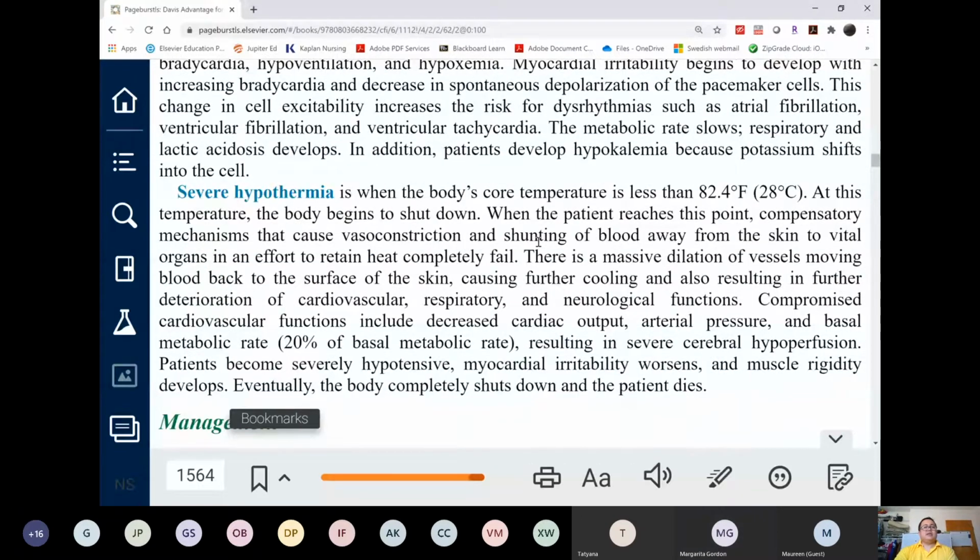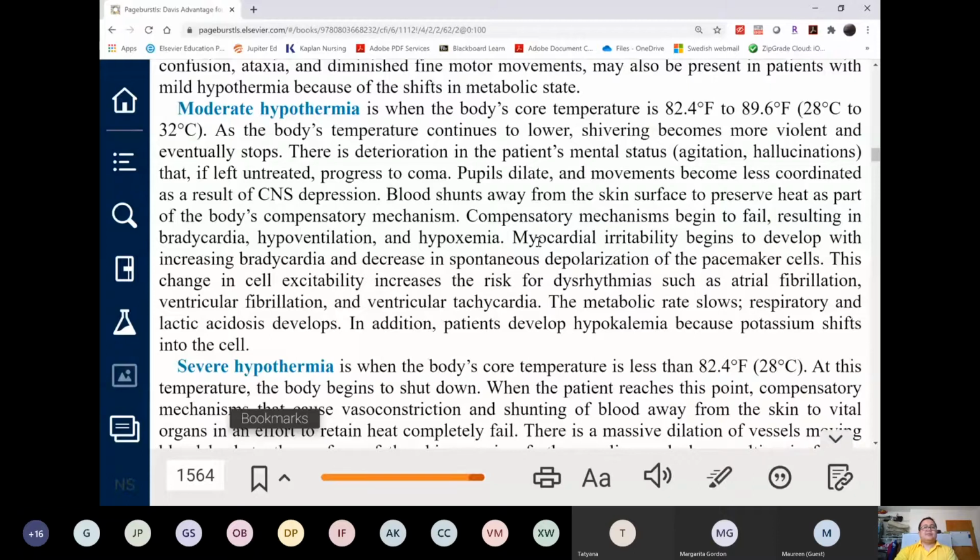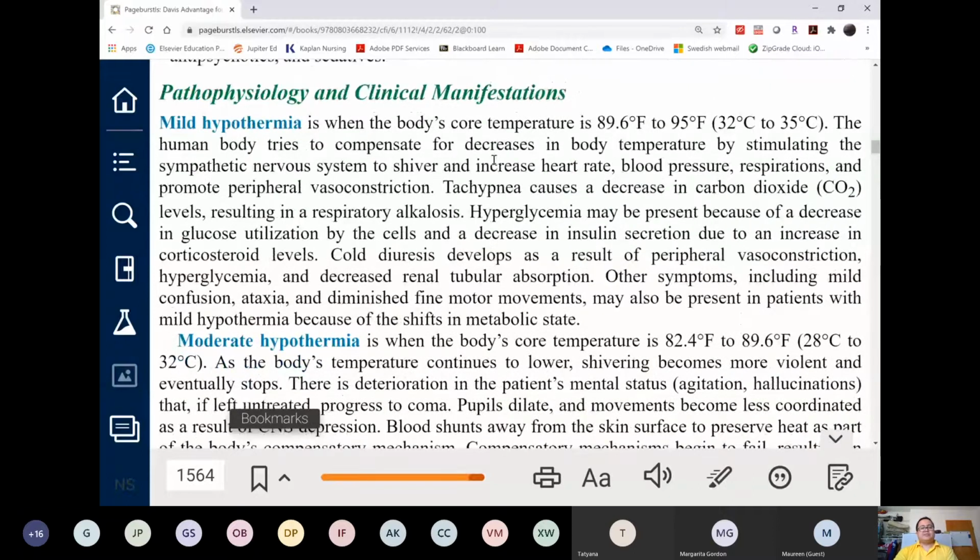Please read the manifestations on your own. The patient's presenting signs and symptoms.